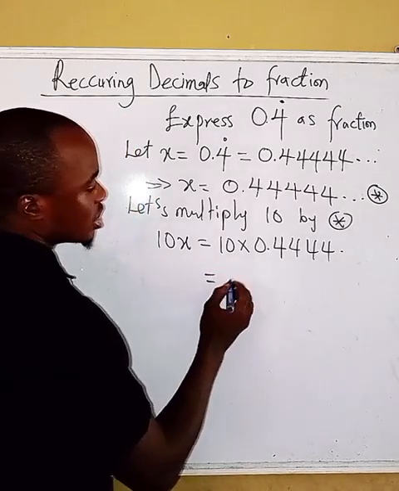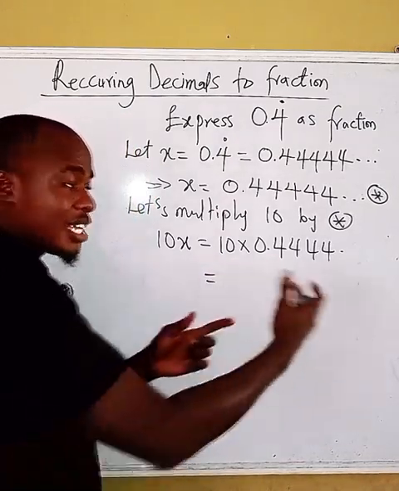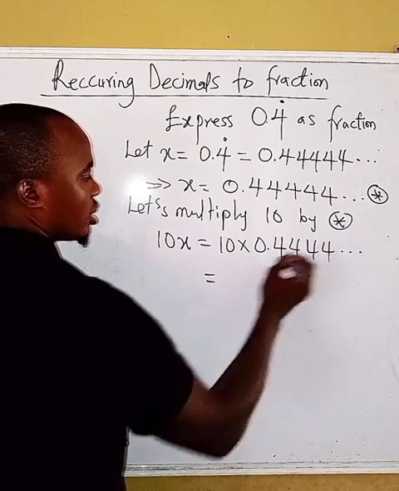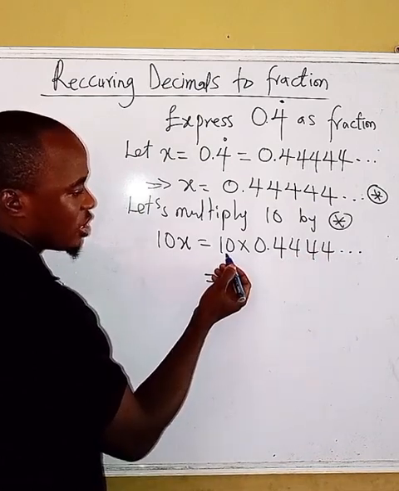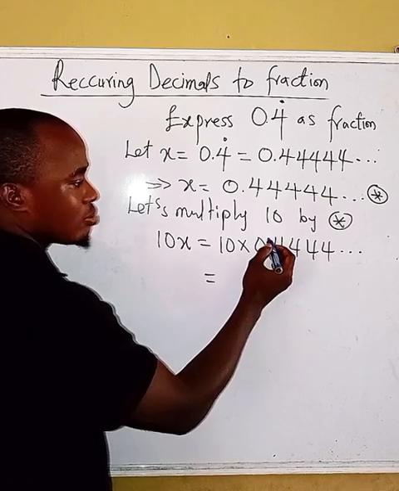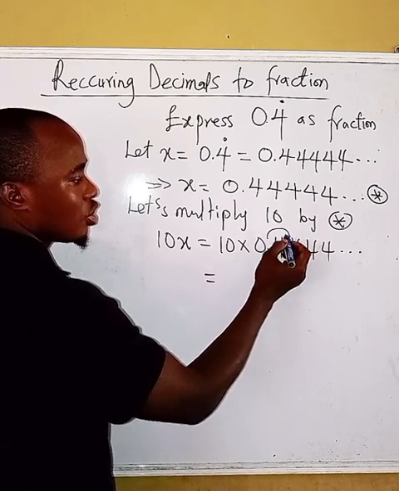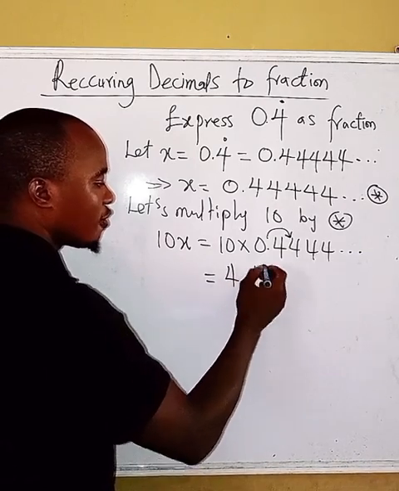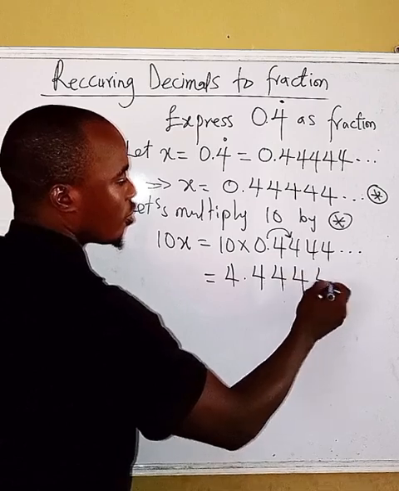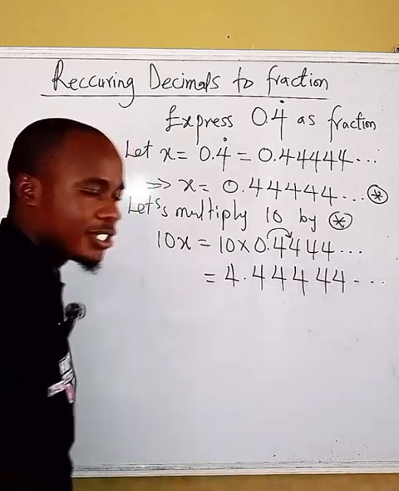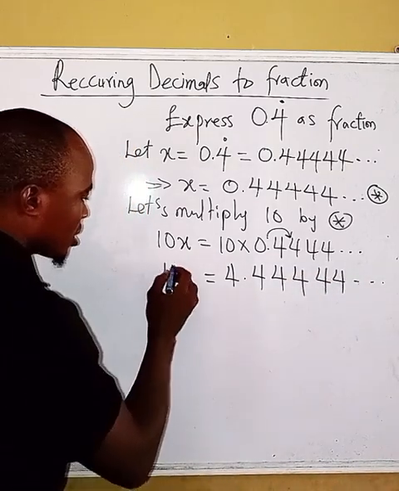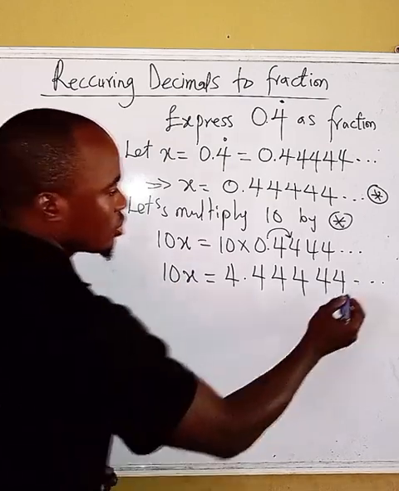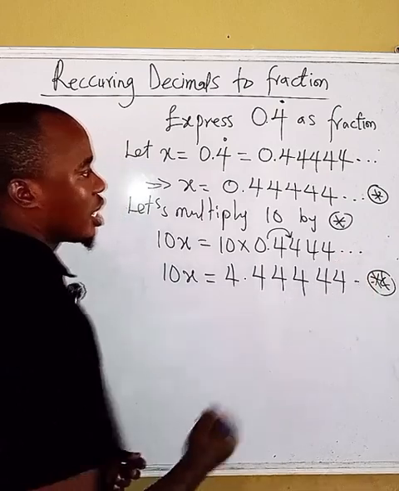We can still simplify the right hand side further. Since we are multiplying by 10, it means the decimal point shifts forward just one place because of the one zero that we have. This is going to be 4.4444, and so on, which is the same thing as 10x here. Now let's call this star star.